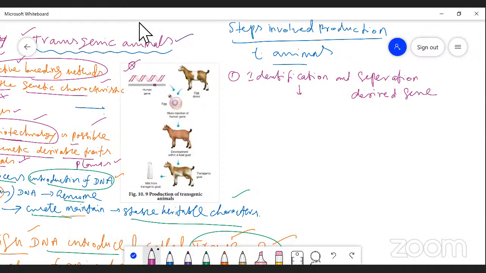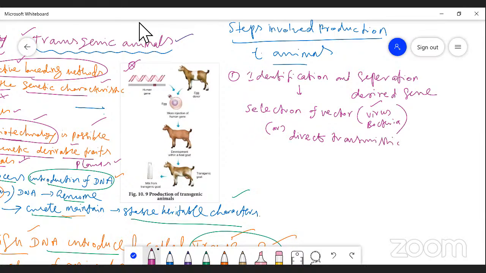Next, after gene identification and separation is over, the next step is selection of vector. What is called a vector? The organism which is carrying the gene is called a vector. The vector may be virus or bacteria. Here the virus is used. Either selection of a vector or direct transmission of genes.